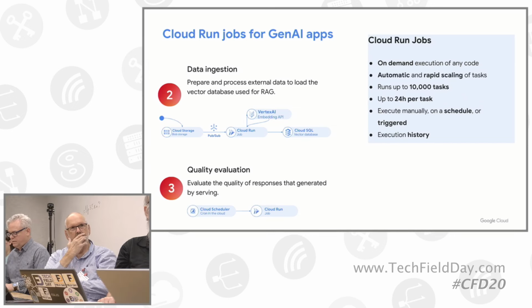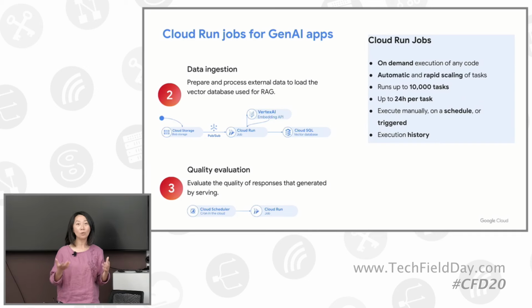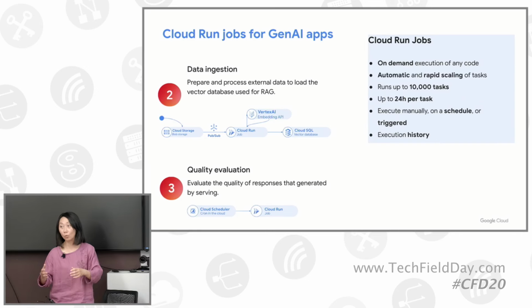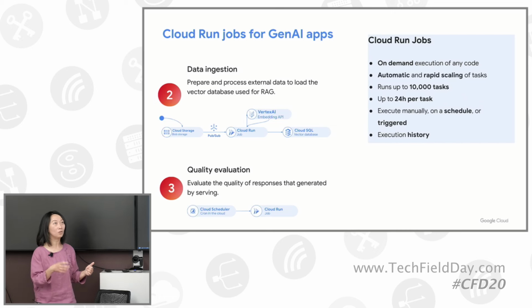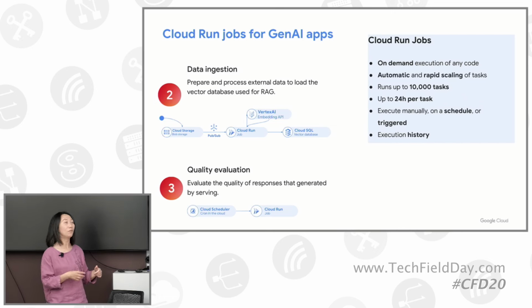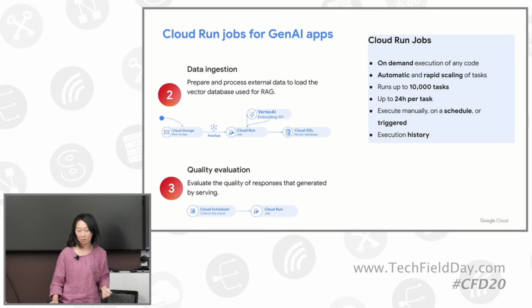And then, of course, for the quality evaluation, this is another thing for the GenAI app. You want to make sure your GenAI app does not degrade over time. So you want to have a set of golden prompts, which you load and test your GenAI app with on a periodic basis. You do the quality evaluation, and of course, Cloud Run jobs are perfect for that. You can run it on a periodic basis to evaluate your golden prompts.